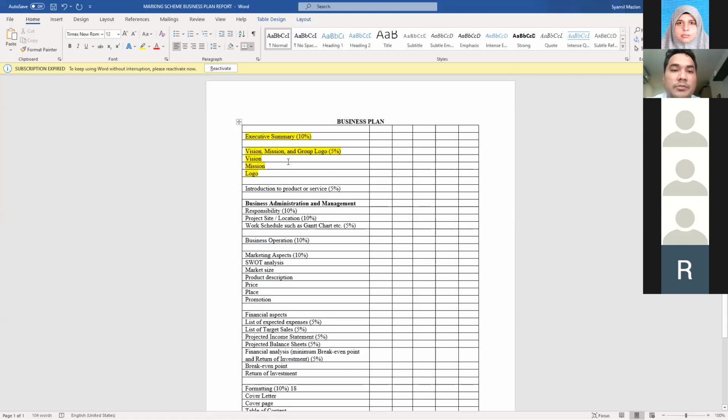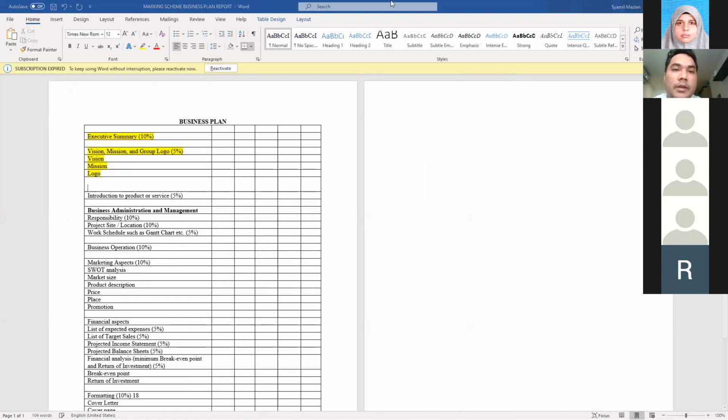I think the mission is something you can see from how Google works. What is the vision of Google? The vision of Google, maybe I can share some link.